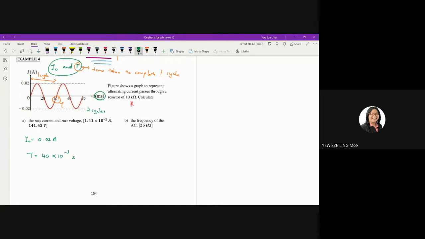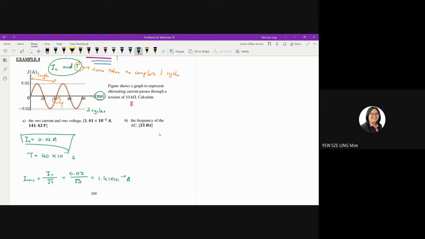So now the question asks me to calculate RMS current. Since you have a peak value, you can straight away determine IRMS by applying the equation I naught over root 2. So IRMS equals I naught over root 2, which is 0.02 divided by root 2. So you have 1.41 times 10 to the power of -2 ampere. That is the IRMS.